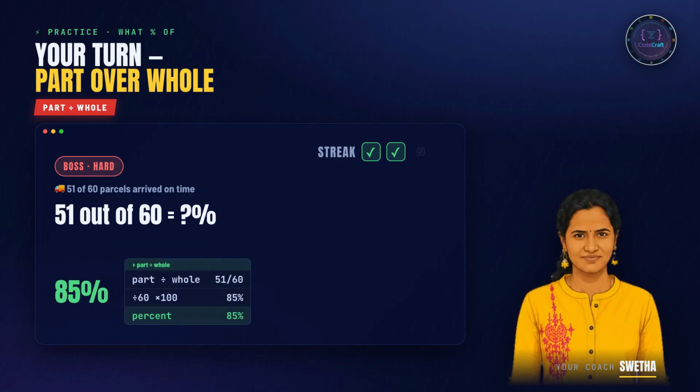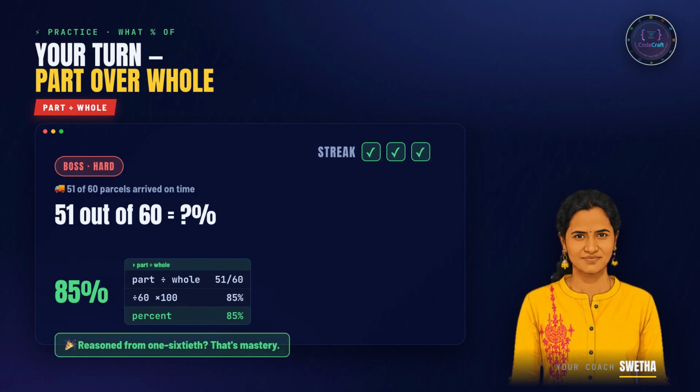51 over 60. 1/60th of 100 is 1 2/3%. Times 51, that's 85%. Or spot that 51 over 60 is 17 over 20, which is 85 hundredths. Either way, 85%. If you reason it out instead of guessing, that's real mastery.